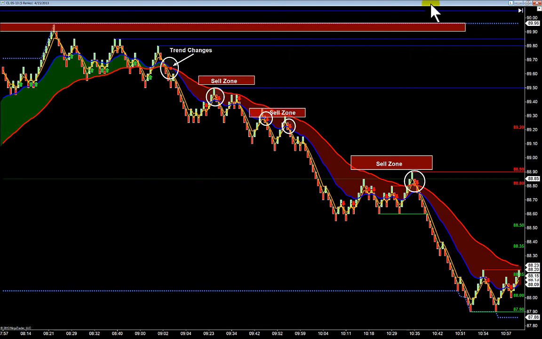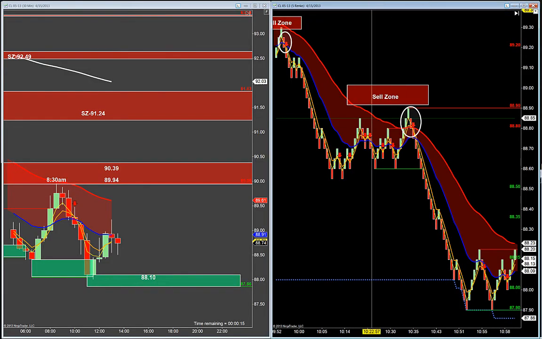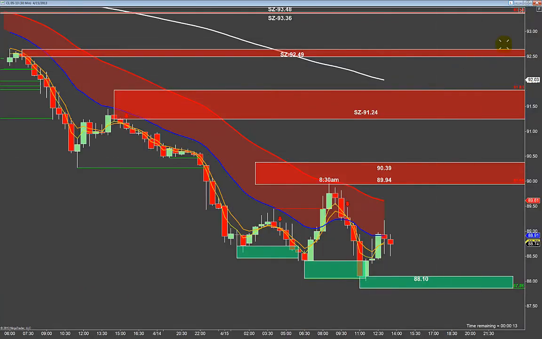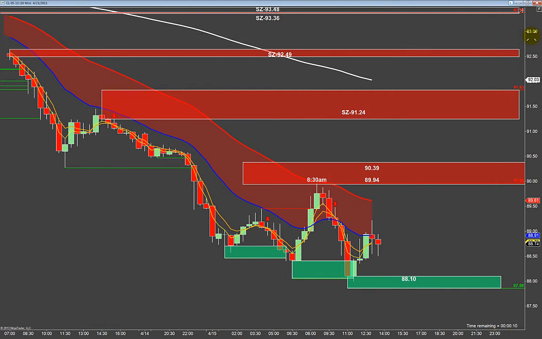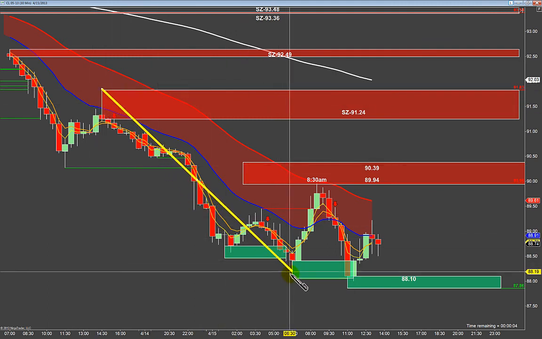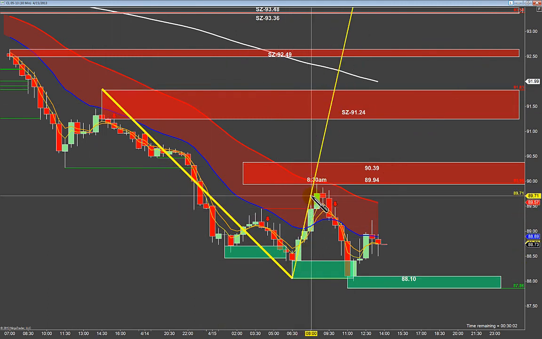Where do I take my profit now? Well, remember, rule number 1 was to sell in a sell zone. Rule number 2 now, we take our profit in the buy zone. So we come all the way down here. We go into the sell zone.